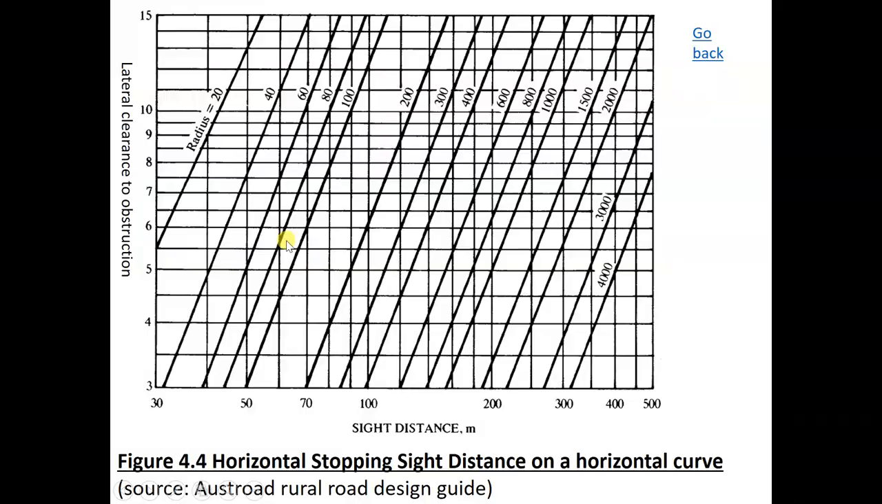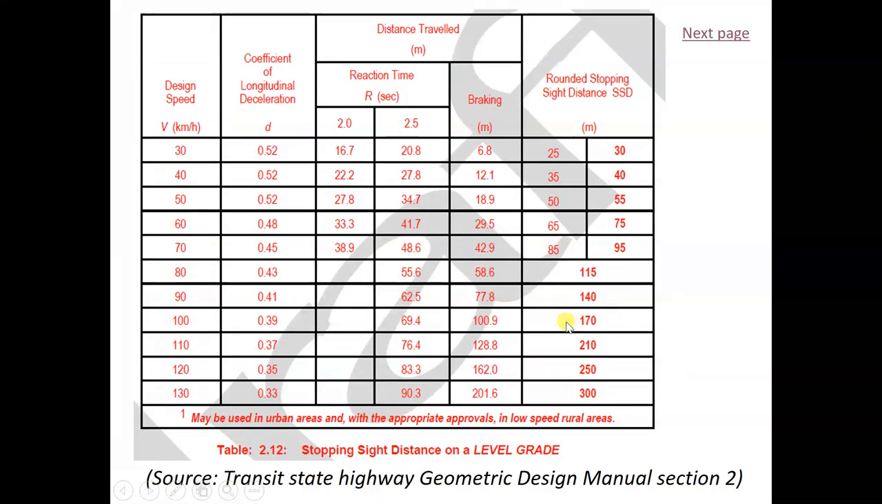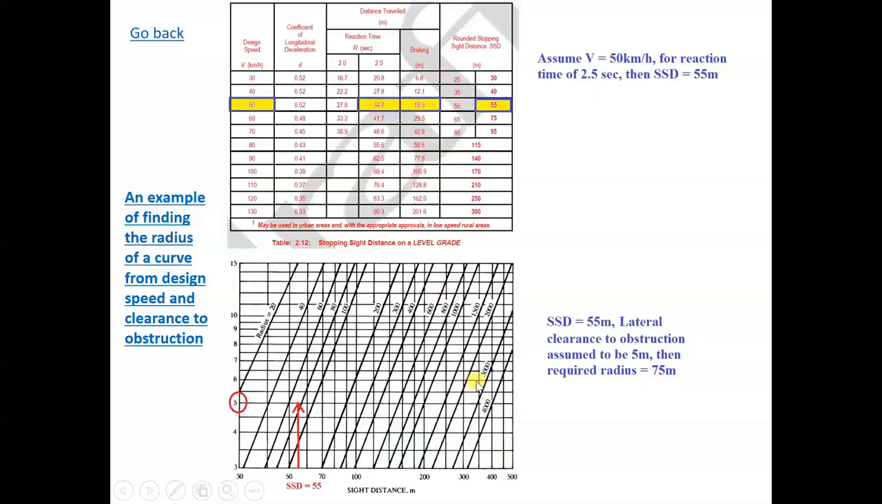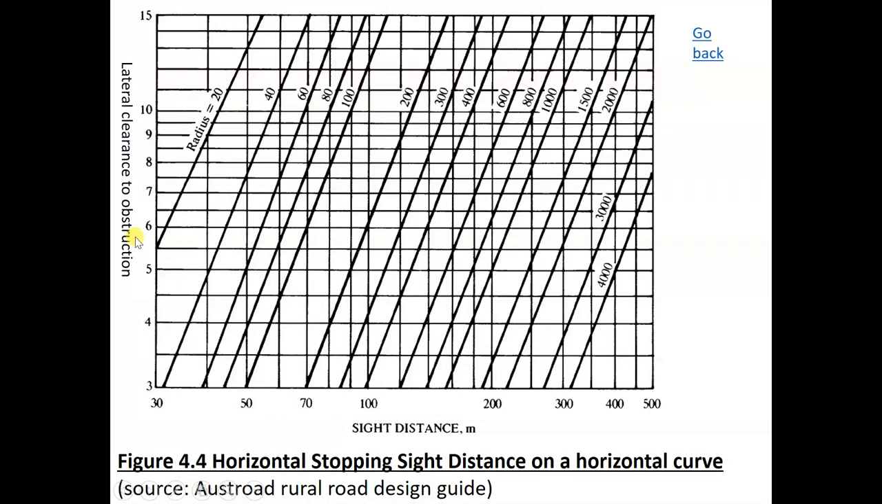And from this stopping sight distance, let's say you travel at 80 km per hour, the SSD is 115. Then on this chart, we have the horizontal stopping sight distance, the lateral clearance to obstruction, and the many straight lines for the radius. From the sight distance and the lateral clearance to obstruction, we can come up with a safe radius. So for example, just now it was 115. This 115 is probably somewhere here. And then the lateral obstruction minimum is 3, so let's say 3 meters.